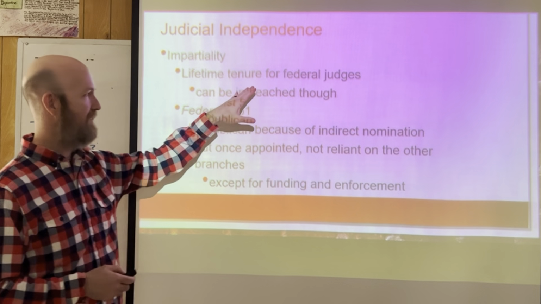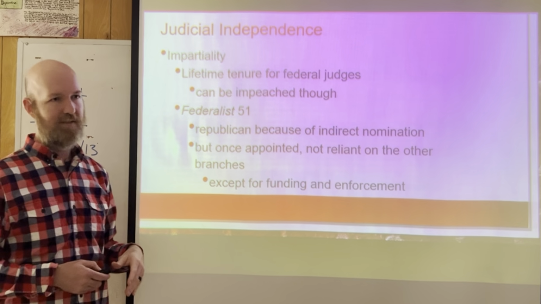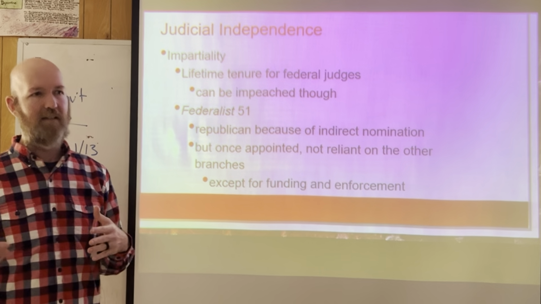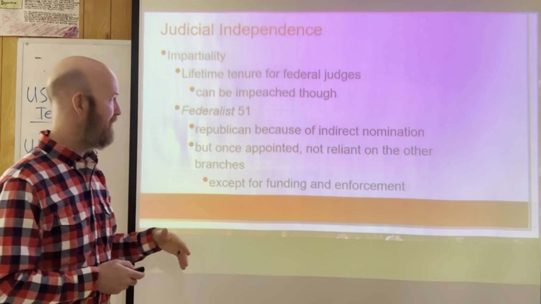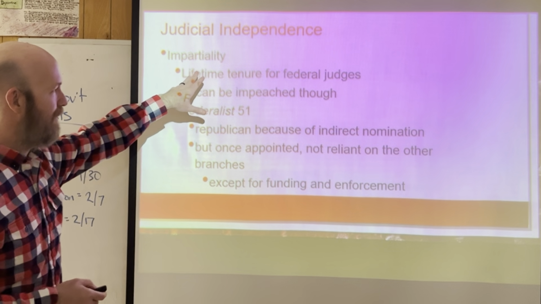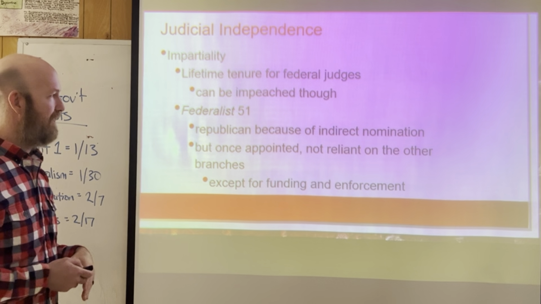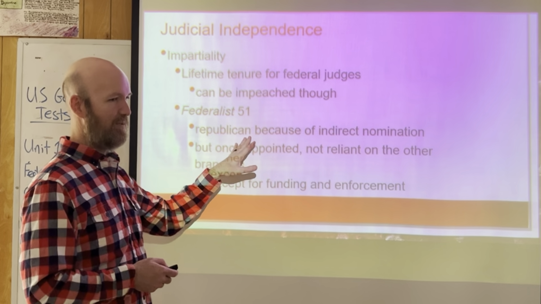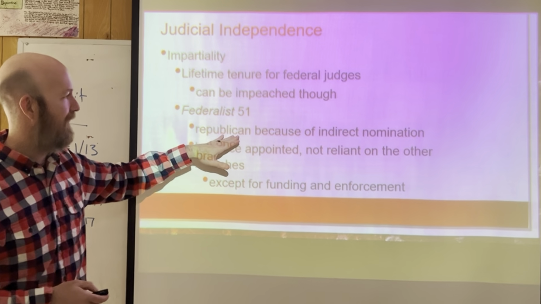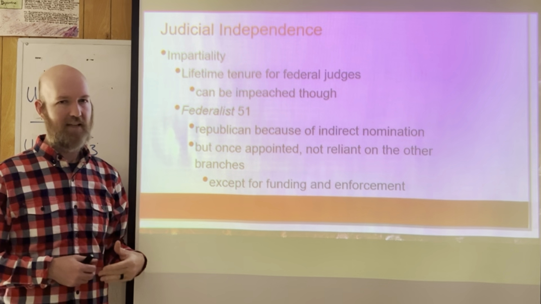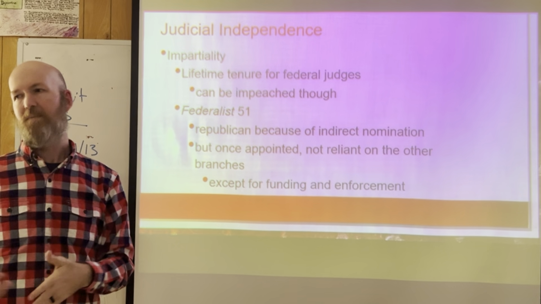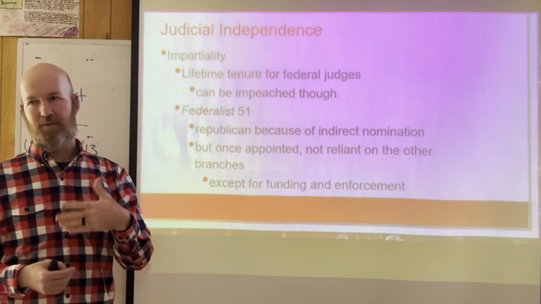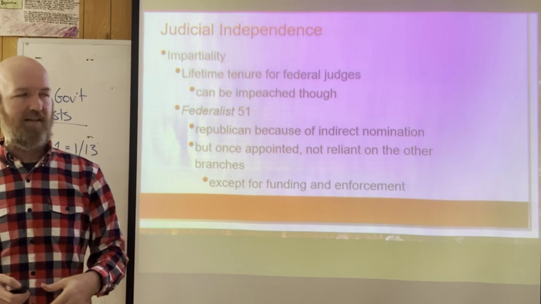But otherwise, once they're made federal judges, then they can do their job without worrying about politicians being happy or mad or whatever. So that gives them some independence, impartiality from the other branches. Federalist 51 mentioned that the government is Republican, which means that we have a representative democracy. We elect the House of Representatives. Indirectly, we elect the Senate, and we indirectly, through the Electoral College, elect the president.